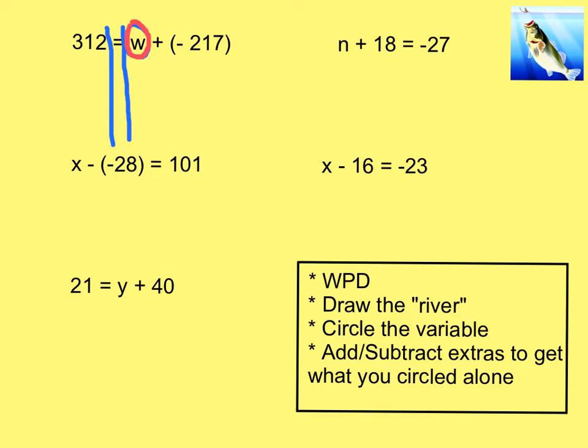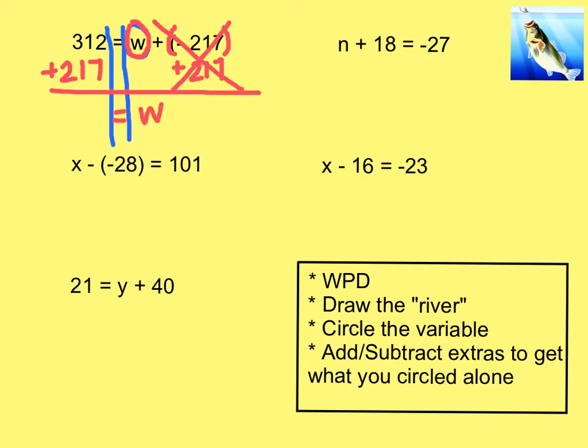One way that you can make that simpler, if that's confusing to you, is just pay attention to the sign that is right in front of the 217. It is a negative sign, which is kind of the same thing as a subtraction sign. So that means we need to do the opposite of subtraction, which would be addition. So we're going to add 217 to both sides. Negative 217 and positive 217 cancel. Therefore, W is equal to 529.